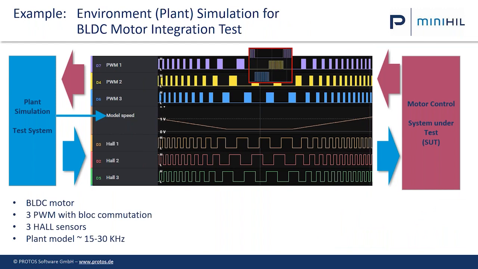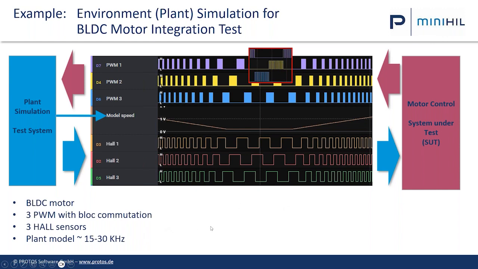Example for a motor control plant simulation. So in this case, on the right side, you have the motor control. It generates PWMs. They are measured on the simulation side, on the test system side, and the test system generates the expected reaction of a real motor as sensor signals, for example. And here's the motor speed that the test system calculates, that the simulation calculates. That's an example for a BLDC motor with block commutation. Just as a little example, what does it look like?